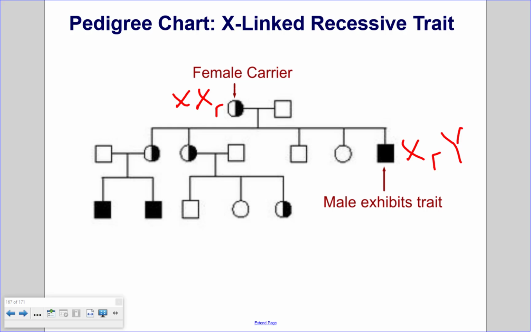The father is healthy. He does not have this trait. He does not have that X-linked allele. He is just XY. So his Y went to his son, but the mother gave her X chromosome with the allele on it, so the male exhibits the trait. There is no way a female could ever exhibit this trait because no matter what, they get their good X chromosome from their dad. They could be carriers, but they will never be actually affected by this allele.